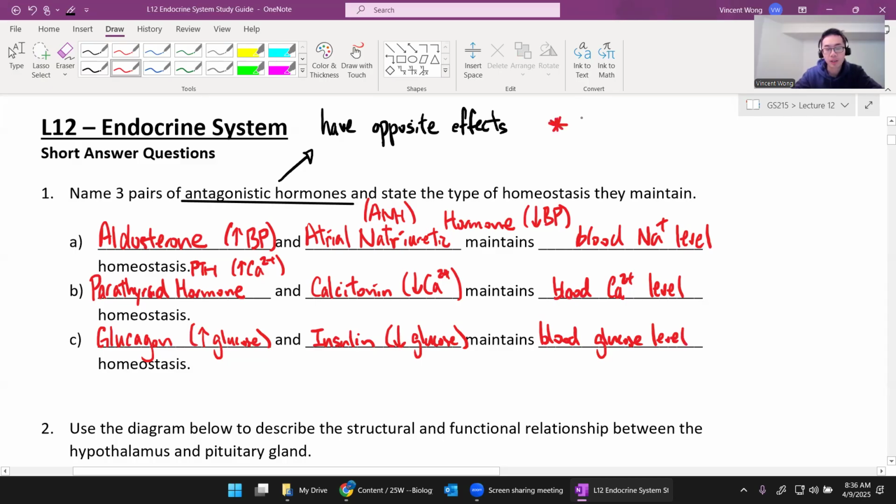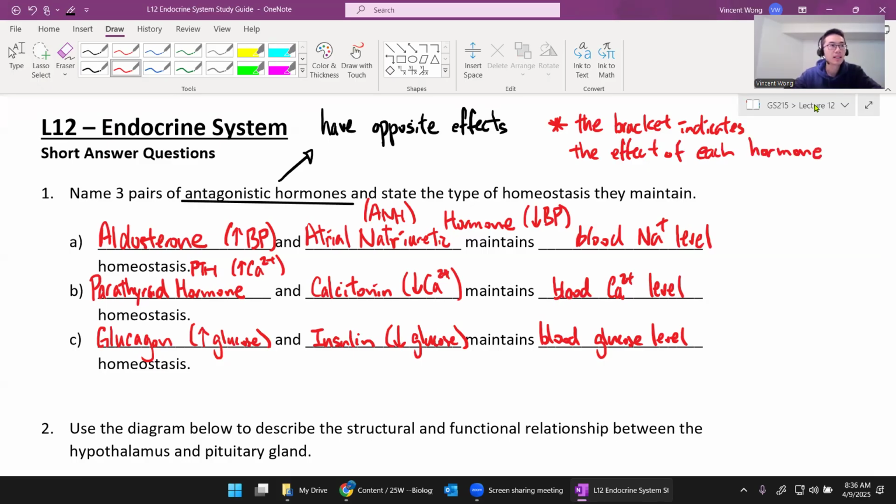So I'm just gonna put here, the bracket indicates the effect of each hormone, not the trigger. It's telling you what it does.